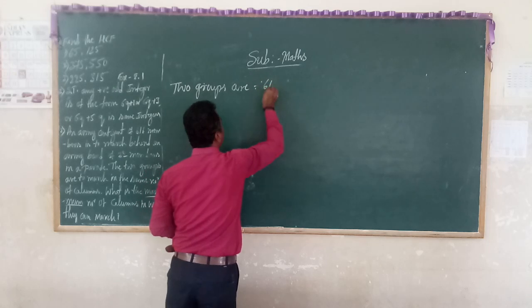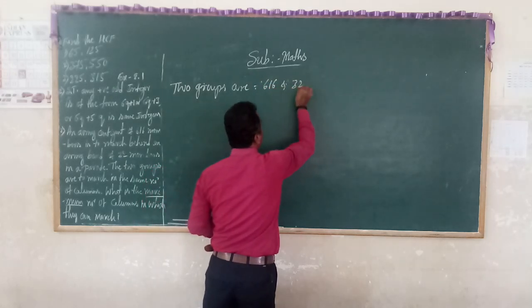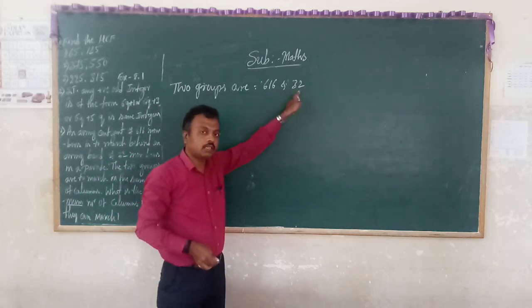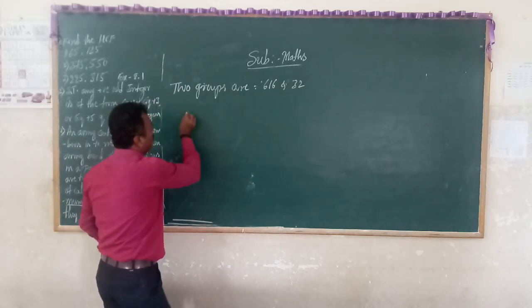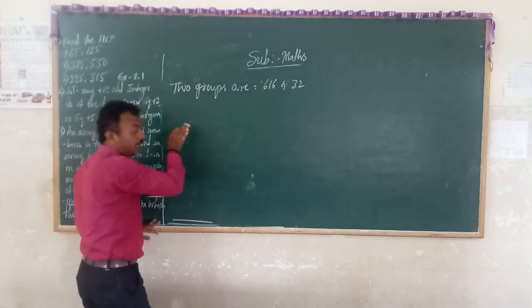One is 616, this group is the mass PT group, and the other is 32, this group is the band set group. These two groups can march in the same number of columns. So we have to calculate 616 and 32. We have to calculate the HCF.